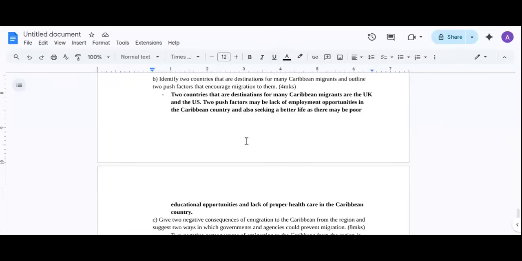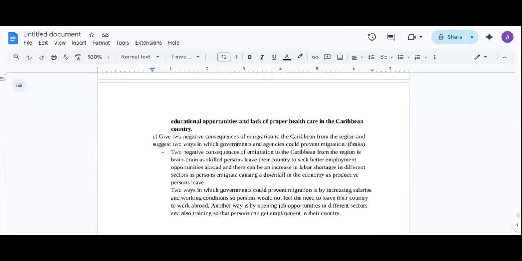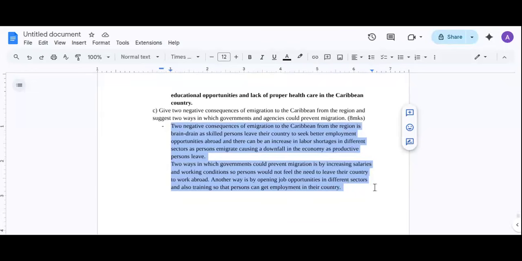And give me two ways in which governments and agencies could prevent migration. What they could do to prevent people leaving. Thoughts? If a lot of persons leave the country, then the country could become underdeveloped in a way, because persons who could contribute to the development are leaving for the US and Europe.